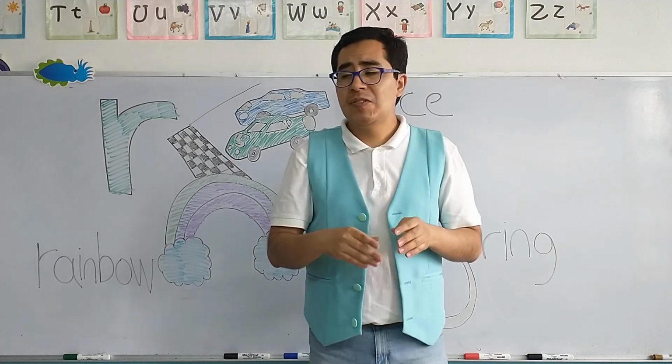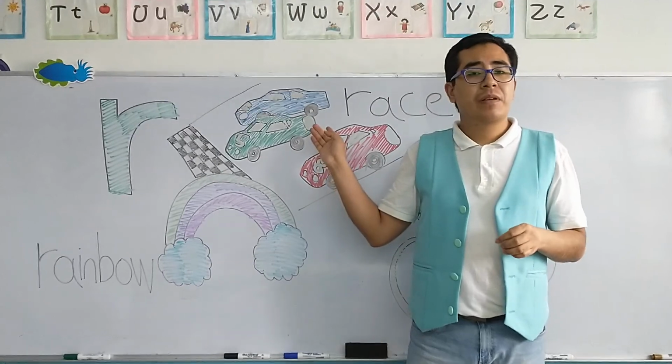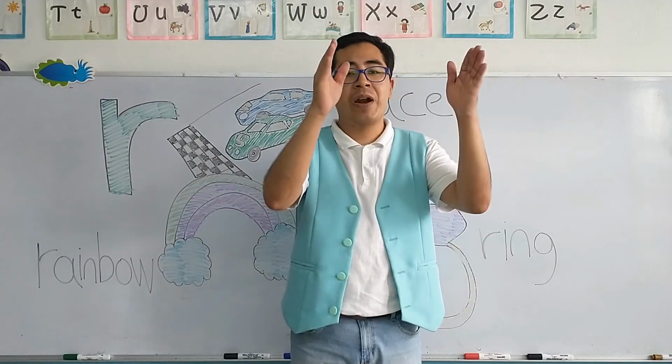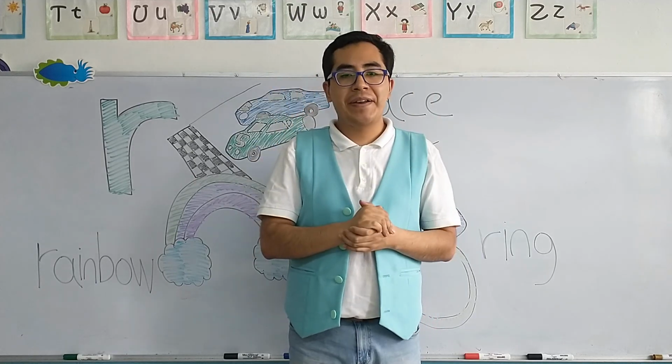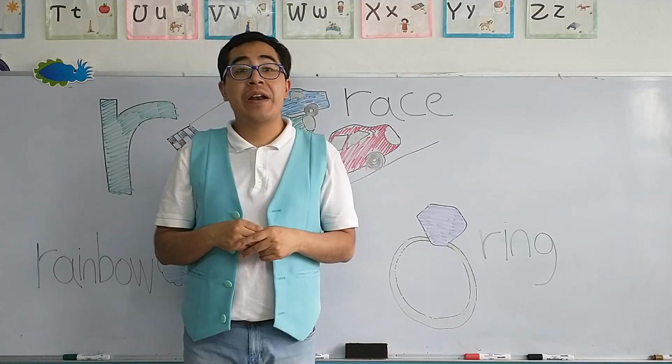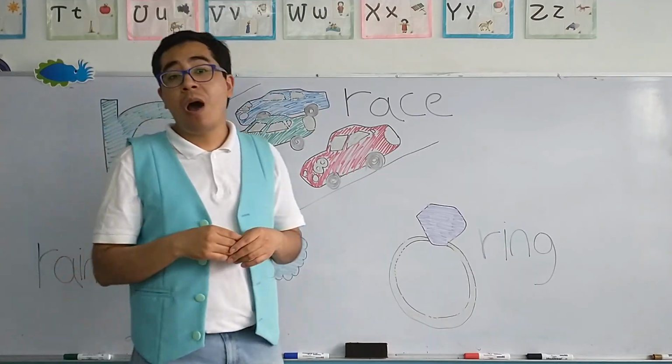So, the race, using small r. Okay, remember race, una carrera. Now, let's continue with another object using a small r.